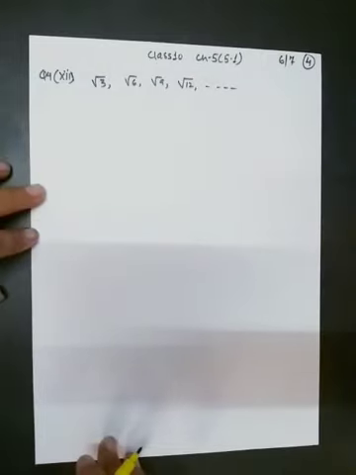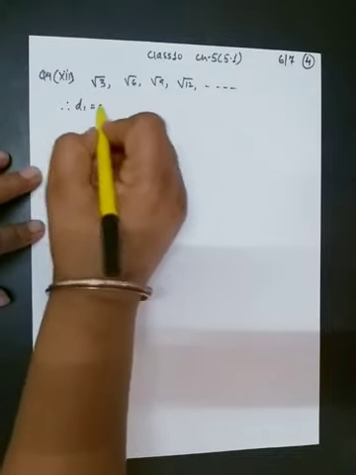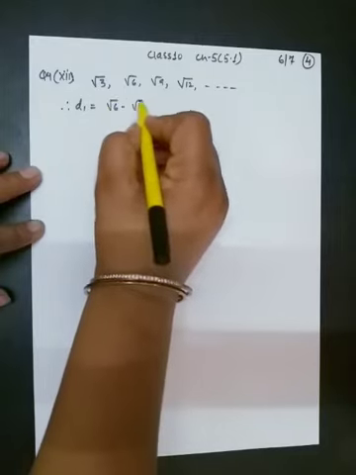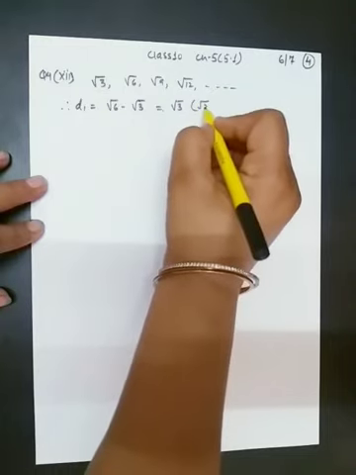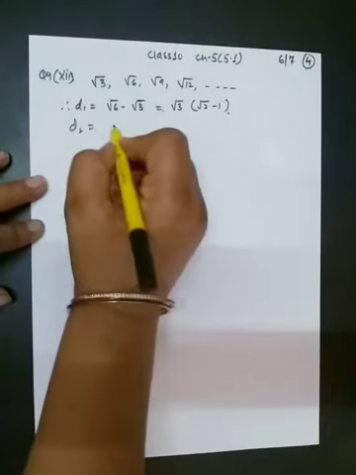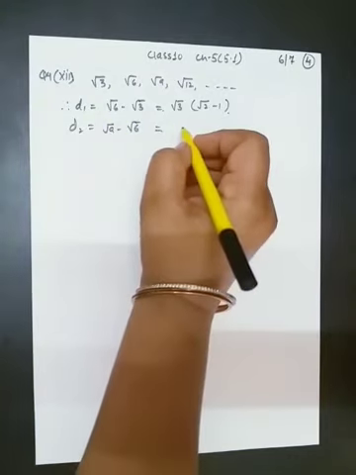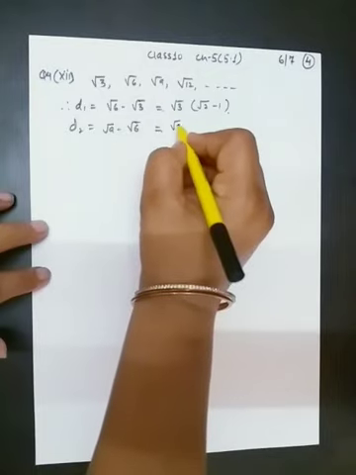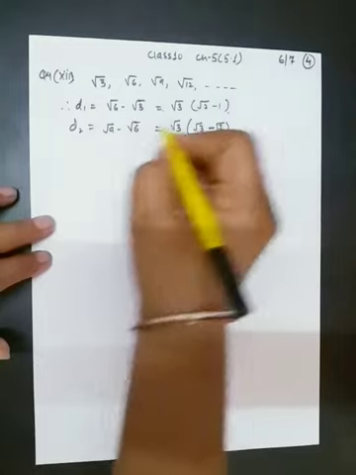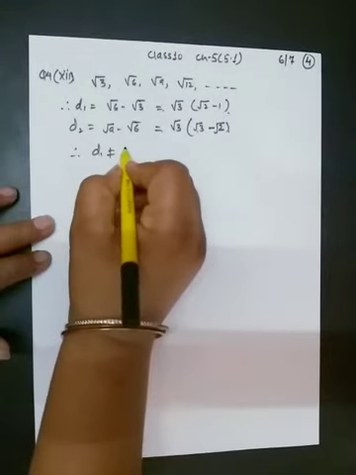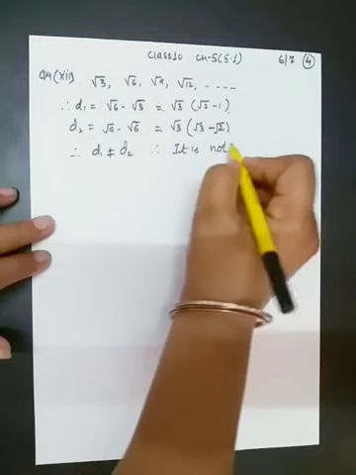Next part of question number 4. Here A1 is root 3. So therefore D1 is equal to root 6 minus root 3. Here we can take root 3 common and it will be root 3 times root 2 minus 1. And D2 will be root 9 minus root 6. From this again we can take root 3 common, and it will be root 3 times root 3 minus root 2. We see that D1 is not equal to D2. Therefore, it is not an AP.